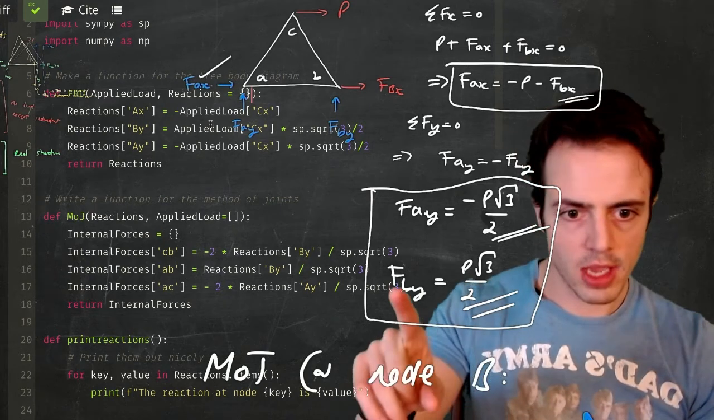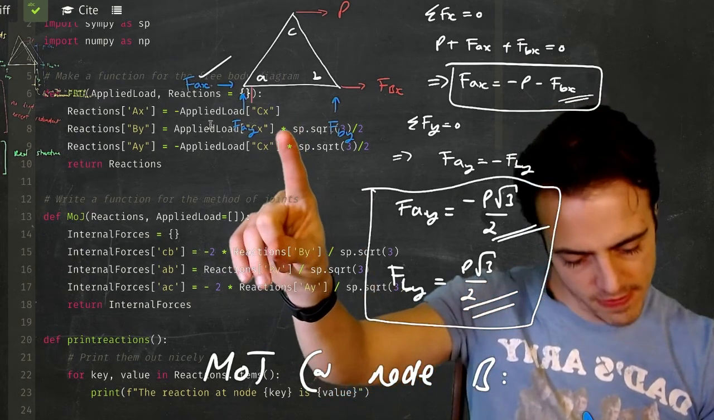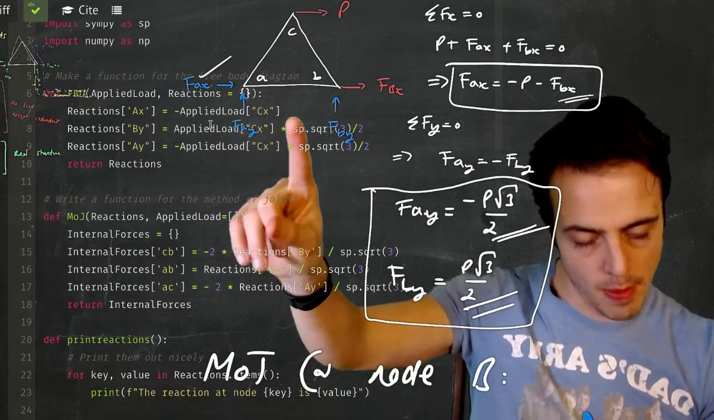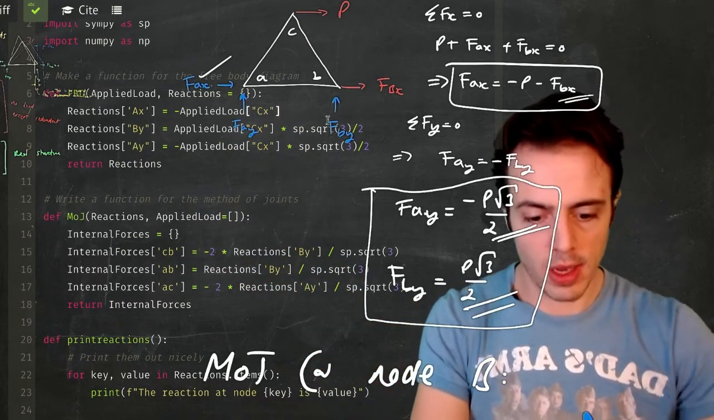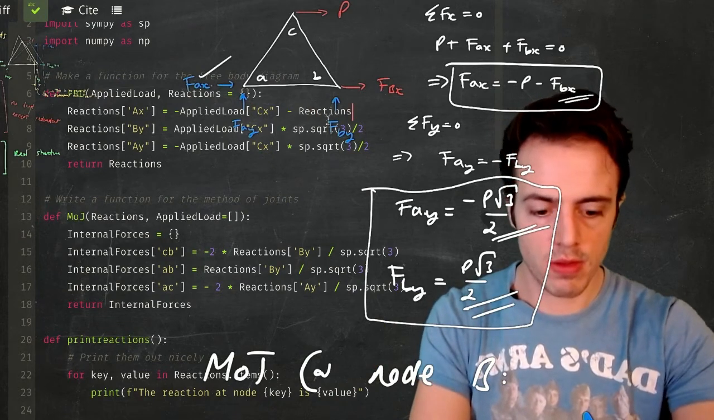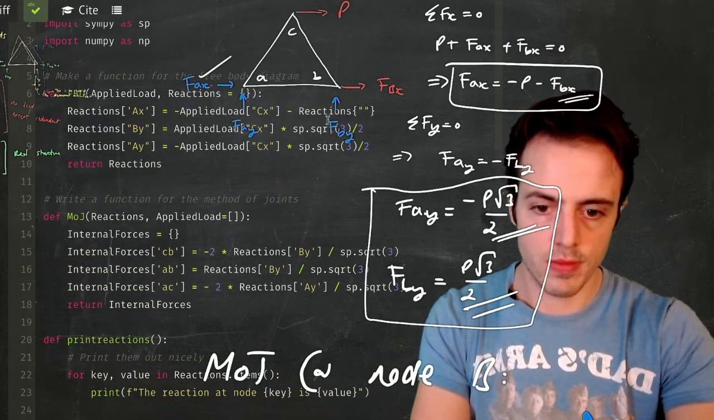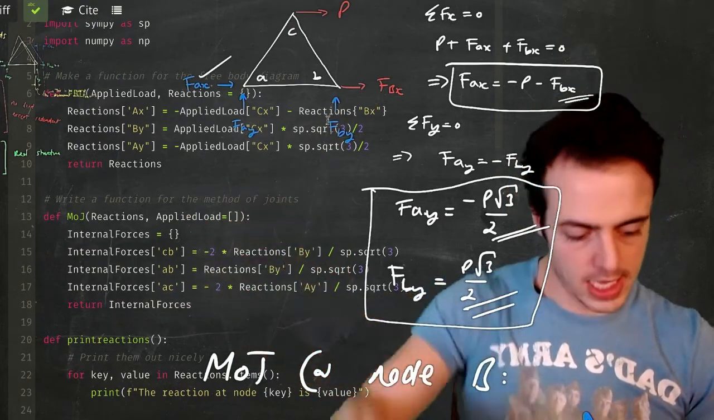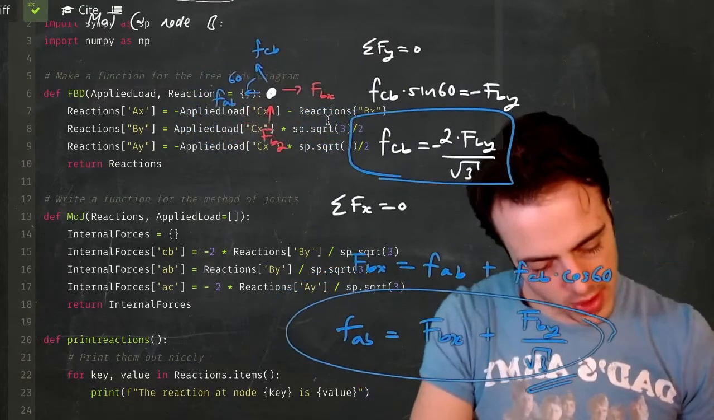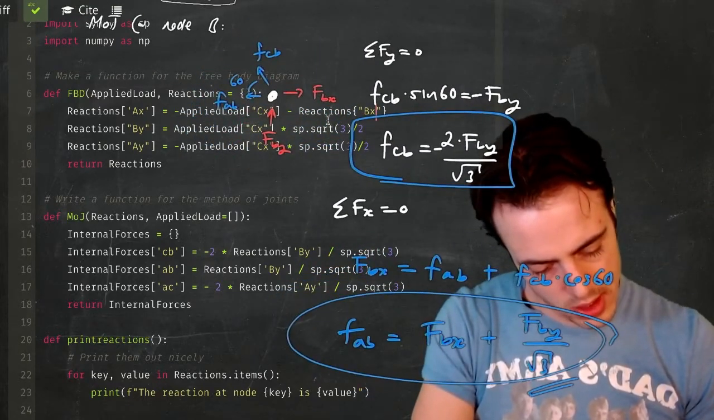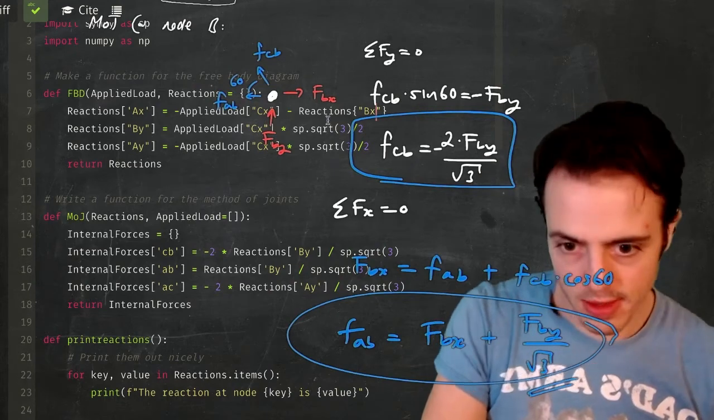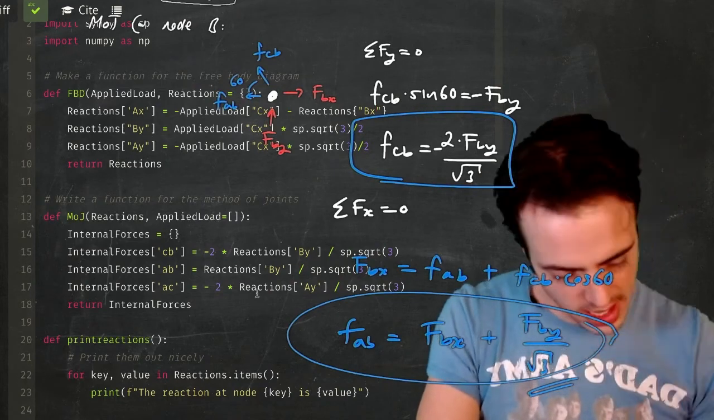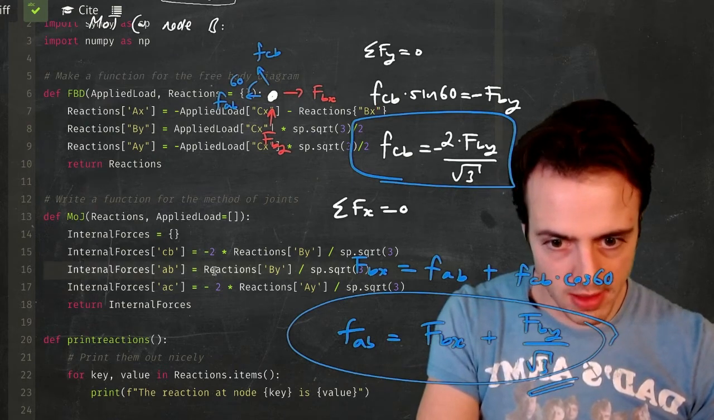I've also got to change the value of this one here. So FAX is equal to minus P, which is what I've got here. I now need to do minus FBX, so I'm going to have minus reactions BX. Okay, that change has been put in here. And then for the method of joints, it's just FAB, isn't it? Just FAB, because FCB is still the same. FAB is equal to this line here.